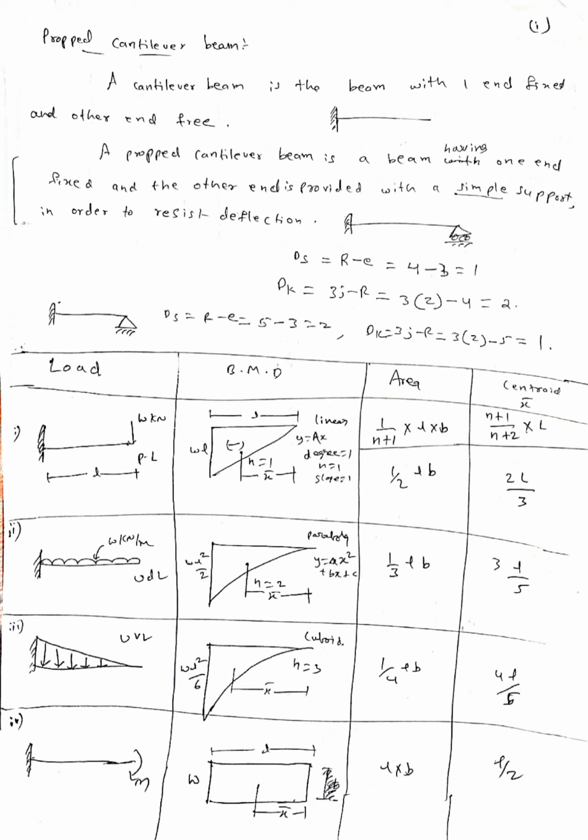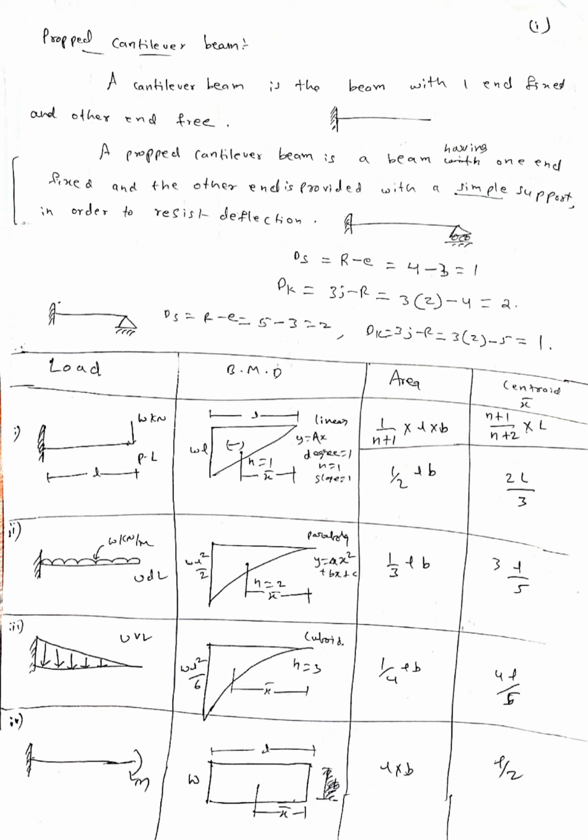Now let us see some area and x bar formulas for different cases. The first case is when the load is at the free end of a cantilever beam. The BMD is shown here, with WL and L. The formula for area is 1 by (n plus 1) into L into B. What is n? The power of x. For example, for the first case it is ax plus b, therefore the power of x is 1. So in the formula 1 by (n plus 1) we substitute 1, giving 1 by 2 into L into B. So it is the area of a triangle, 1 by 2 into L into B.